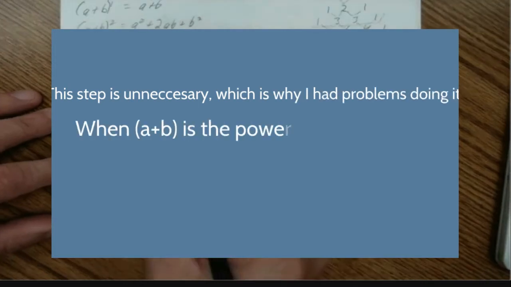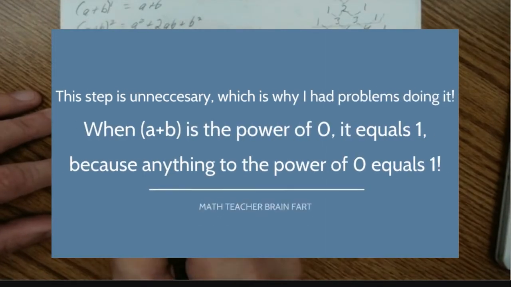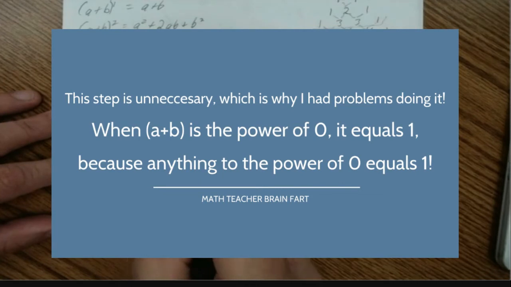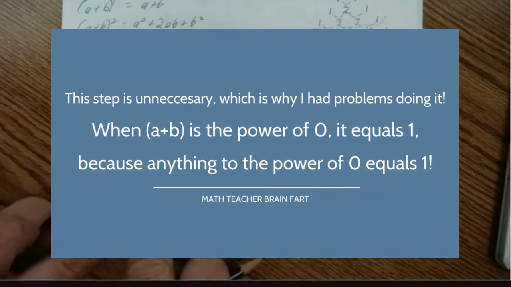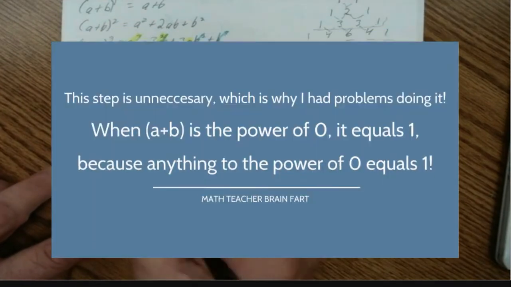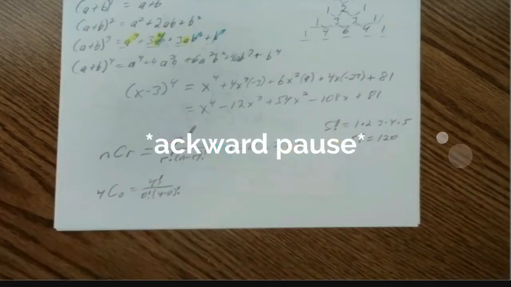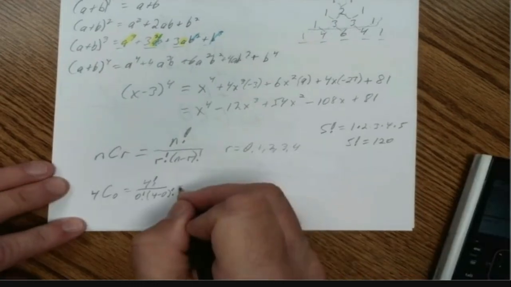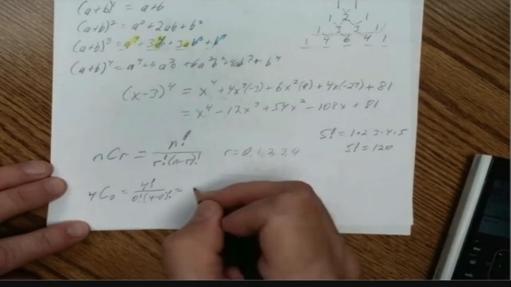So this would be 4 factorial divided by 0 factorial times 4 minus 0 factorial, right? So those zeros, 0 factorial. Can we do 0 factorial? Minus 0 is hidden in the way with it. This is going to equal just the 1.